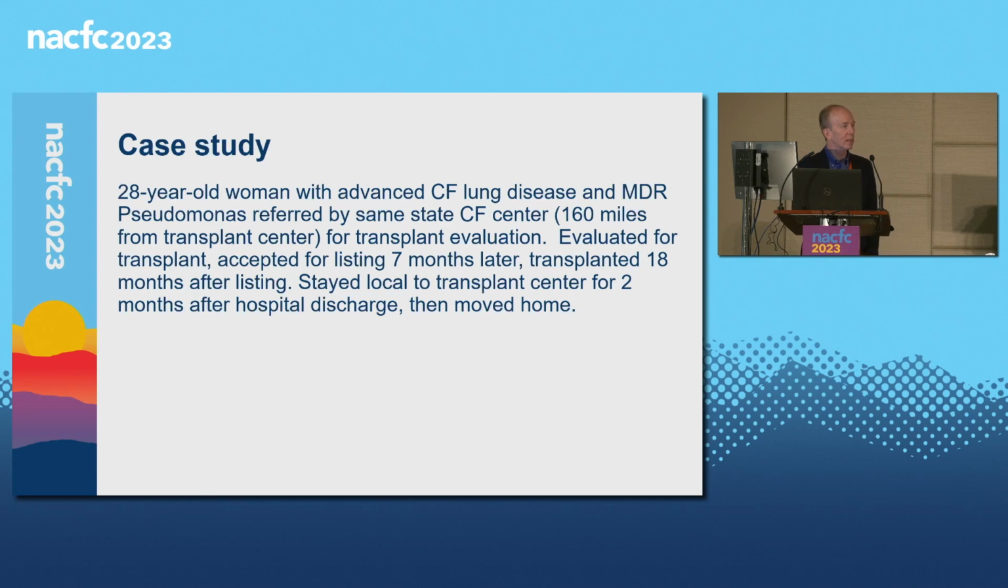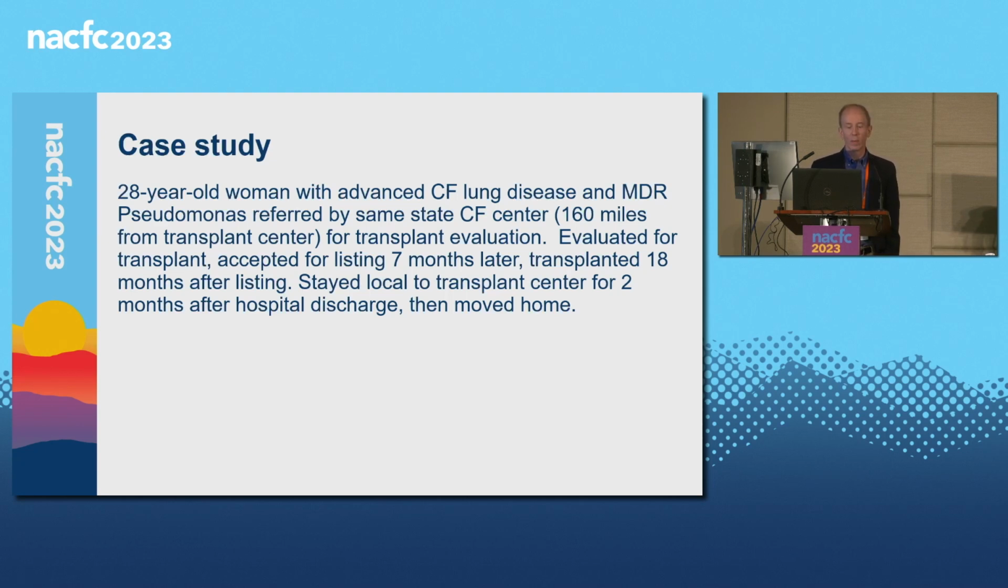So we'll just put this in some context with a case study, and I think it gives us a framework to think about how this committee was faced with decisions for formulating, establishing models of care for the community. So this is a 28-year-old woman with advanced CF lung disease, multi-drug resistant Pseudomonas, referred by the same state CF center, so 160 miles from the transplant center, for transplant evaluation. And her course was really quite uneventful.